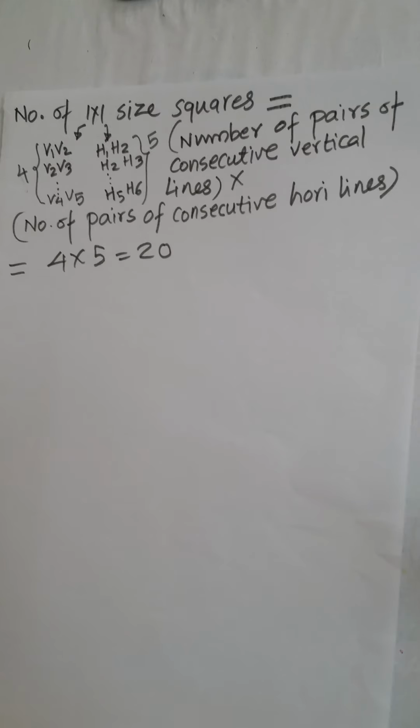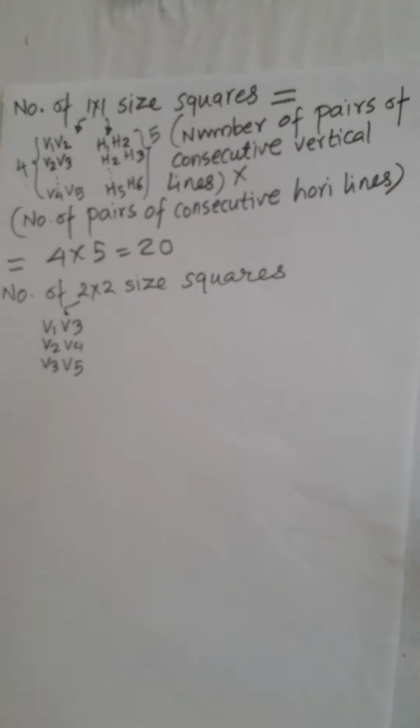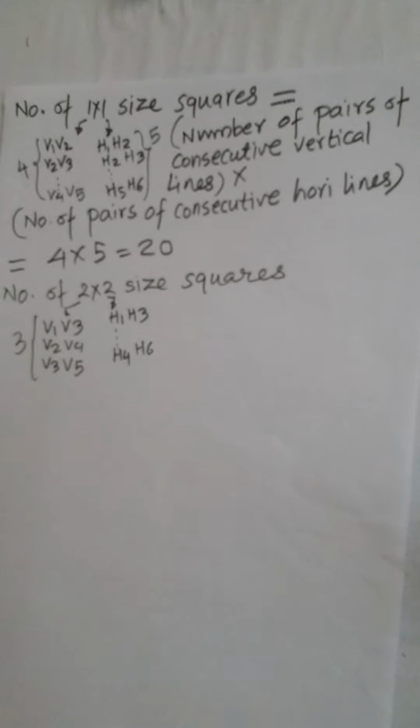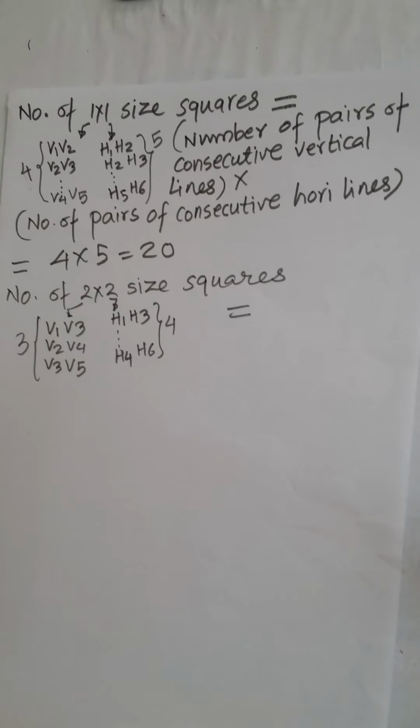Now we will count the number of 2 by 2 size squares. The number of vertical pairs should be 2 distance apart. Here they were consecutive. How many are there? Yes, 3. And similarly horizontals, h1 h3 till h4 h6, how many are there? So the number of 2 by 2 size squares is 3 into 4, which is 12.